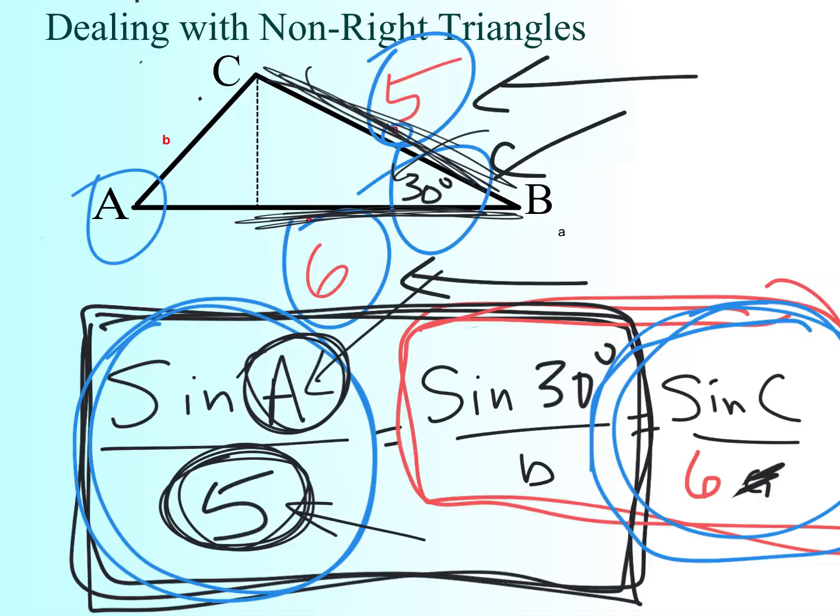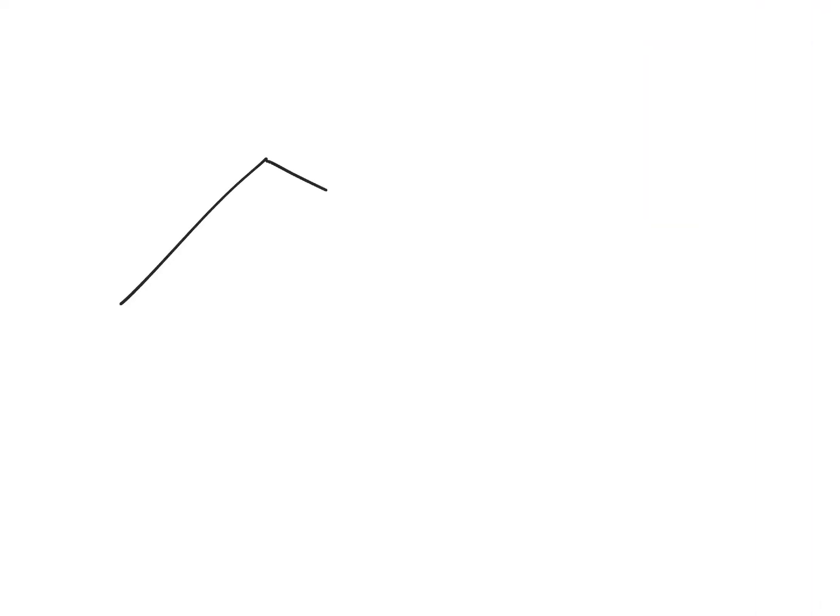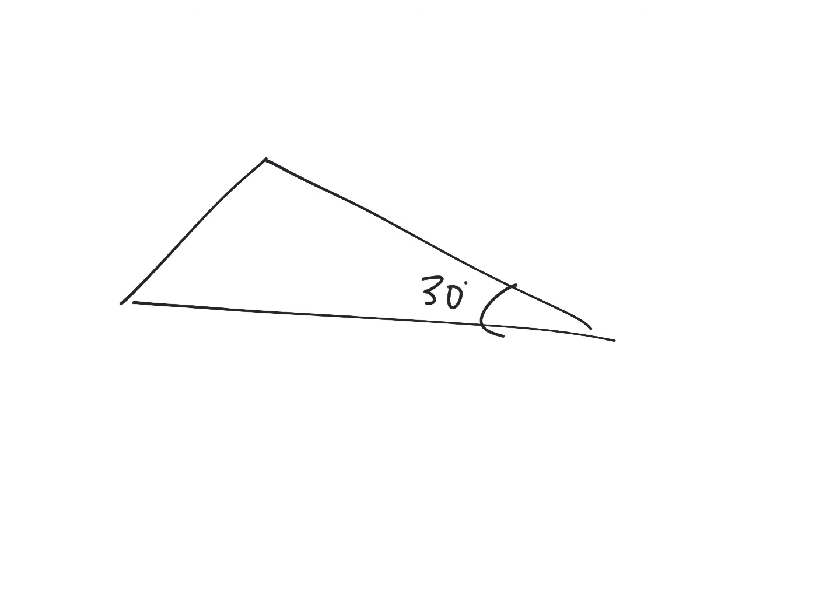All right, so I'm going to go over here, and I'd like you to do the same thing. We're going to draw another one of these. Make this angle bigger than 90. And this time we're going to do the scenario where I know this angle is 30. I know the side across from it, and let's say the side across from it is a 4. Now think about this for a second. Is that enough info to figure out everything else? Nope.